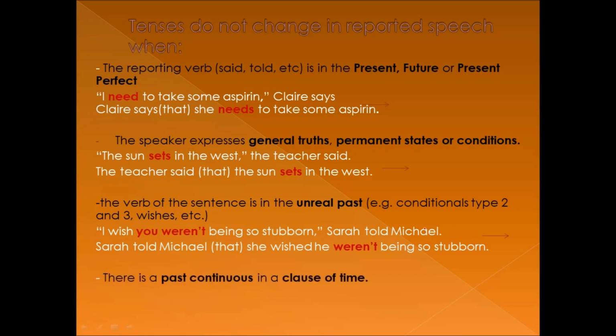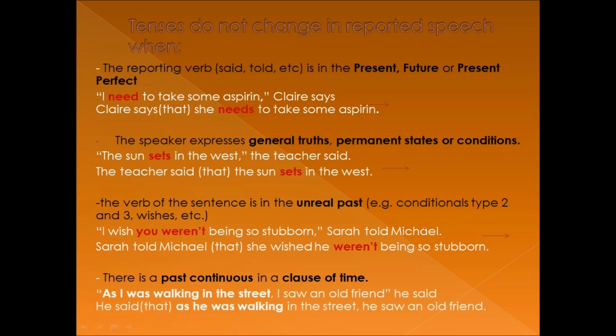And when there is a past continuous in a clause of time. As I was walking in the street. So this whole part here is the clause of time and it's with past continuous, therefore we do not change it. So, as I was walking in the street, I saw an old friend, he said. He said that as he was walking in the street, he saw an old friend.